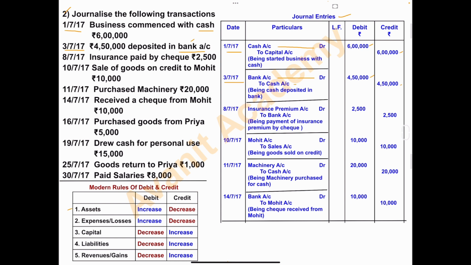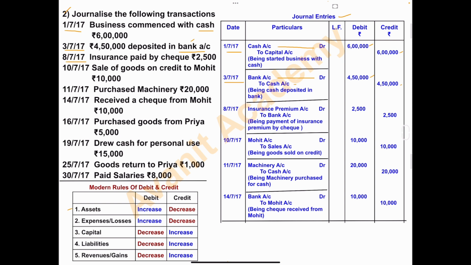Now we'll see the third transaction. On 8th July, insurance paid by check rupees 2,500. Insurance paid means insurance premium paid. Okay. So insurance paid means it is a expenses. Anything: insurance paid, stationery purchased, rent paid, salary paid, cartage paid, commission paid. So anything paid, or payment made, means it is a expenses.